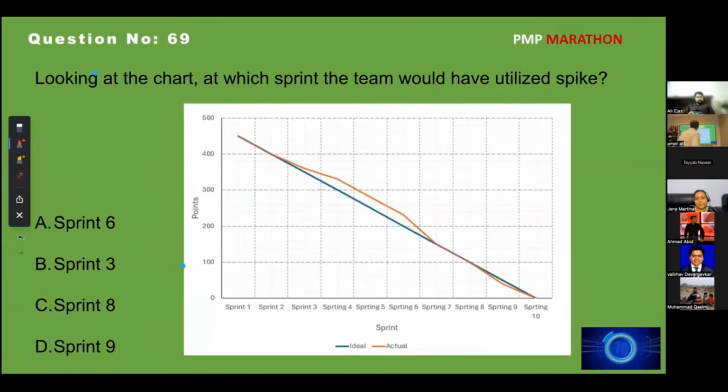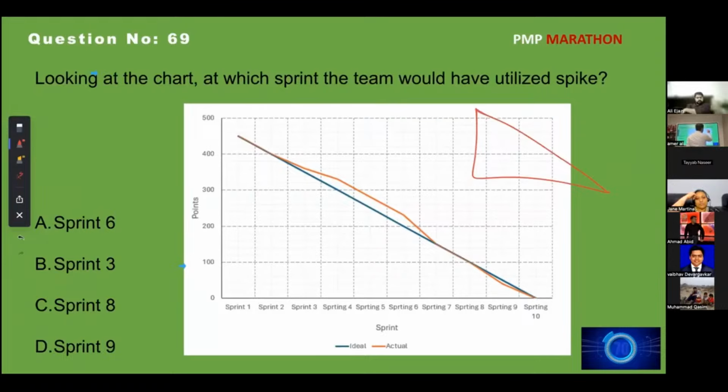Okay. So at this sprint, Tim would have utilized spike. What is a spike? Spike is a time you set aside to handle risk. Okay, spike is a time set aside to handle risk. What is this? Is this a burn up or burn down? Okay, so it's a burn down chart.